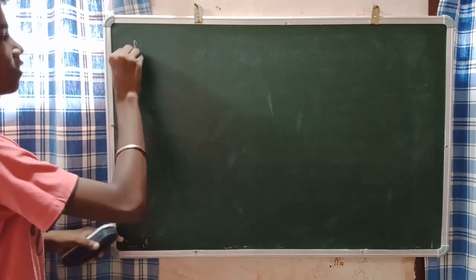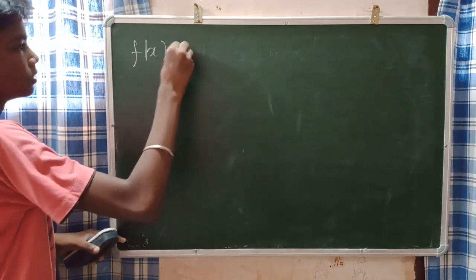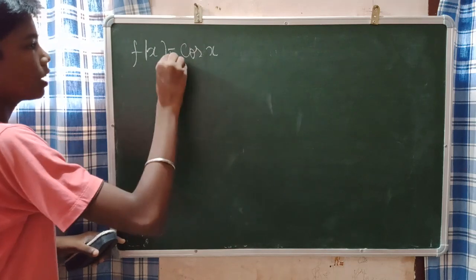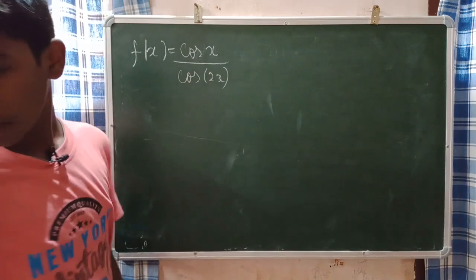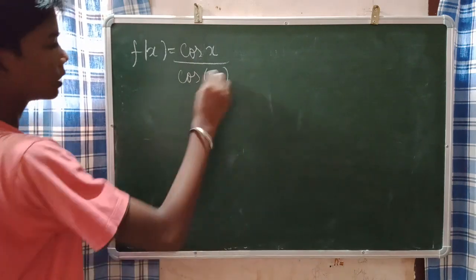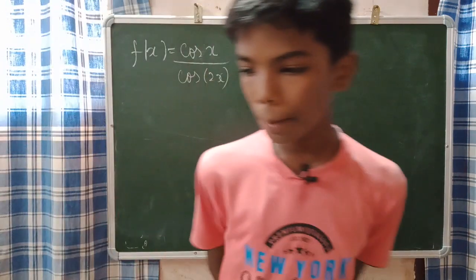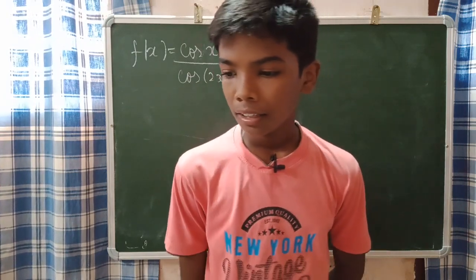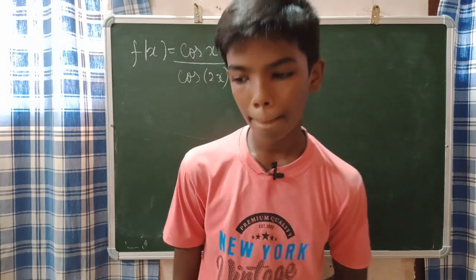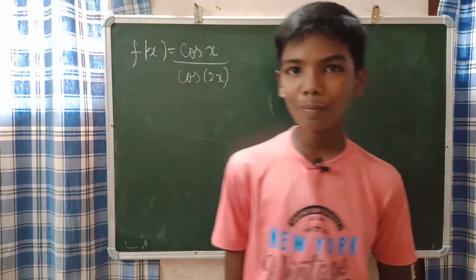So the next one is, if f of x is equal to cos x by cos of 2x, where x belongs to minus pi by 4 to pi by 4. Now they are asking whether this function is an increasing function, decreasing function, maxima, minima. Simple concept, guys. You need to use the concept, but before that you need to solve f of x.